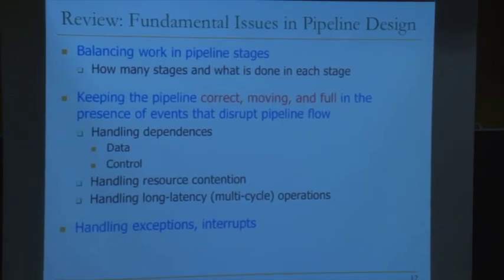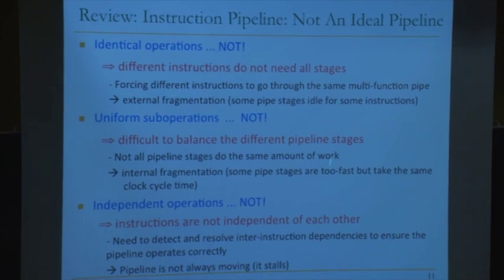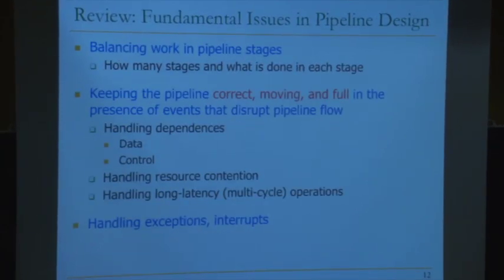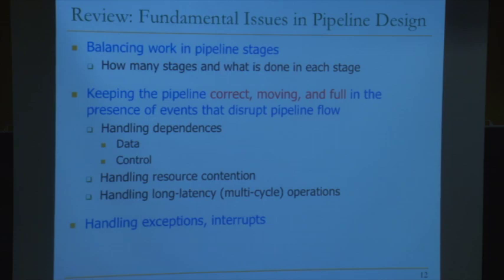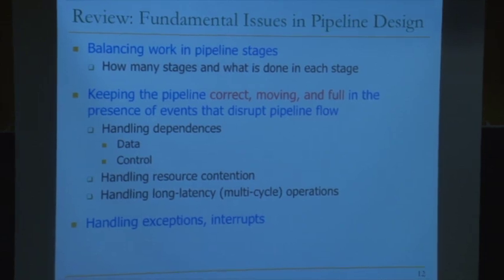And these non-idealities lead to fundamental issues in pipeline design. Always, this is again very fundamental, right? The problems cause the issues that you need to solve. These are the problems, and people have worked on these problems to solve them. They try to balance the work in pipeline stages: how many stages and what is done in each stage. That's not something we're going to cover significantly, but if you're interested, I'm happy to give you references related to that. This is more of a design issue. How do you balance the critical path across different stages, right? We'd like to keep the pipeline correct, moving, and full. And all of these are important.